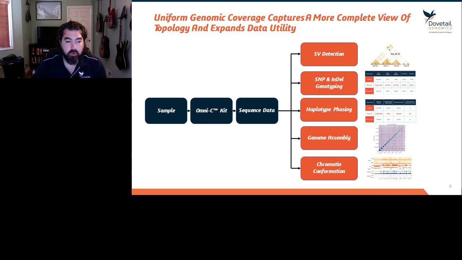And so really what we're going to do today is focus on the structural variation detection, and then we'll end with the SNP and indel genotyping capabilities and what that means for building phased diploid assemblies.